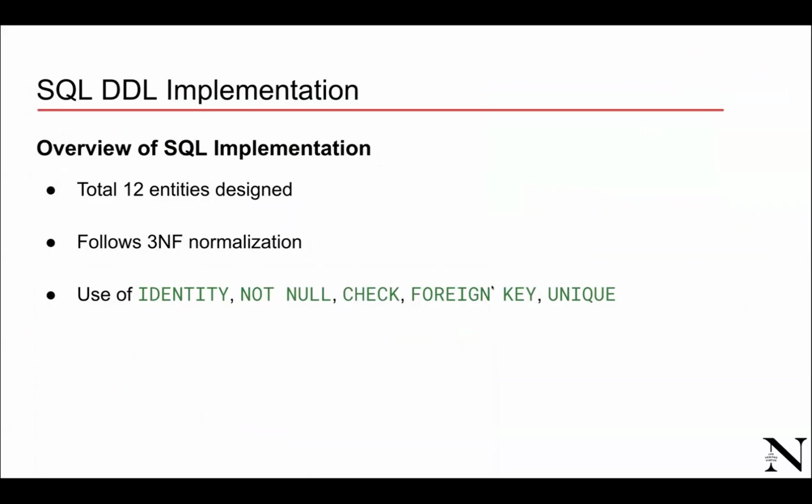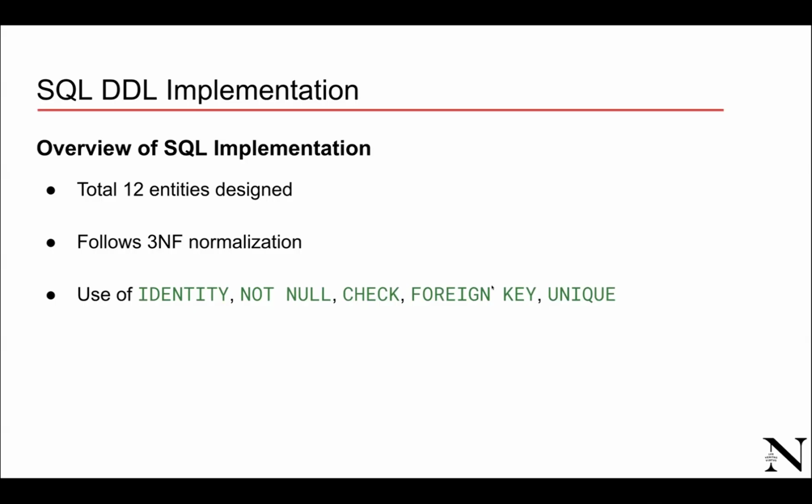Let me walk you through the key highlights of our SQL DDL implementation. In our project, we implemented a total of 12 entities in our database, each with a clearly defined primary key and appropriate relationships. The design follows the third normal form to eliminate redundancy and ensure data integrity.